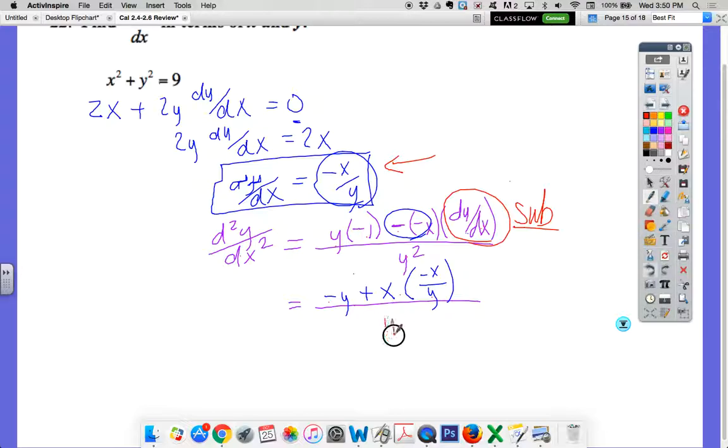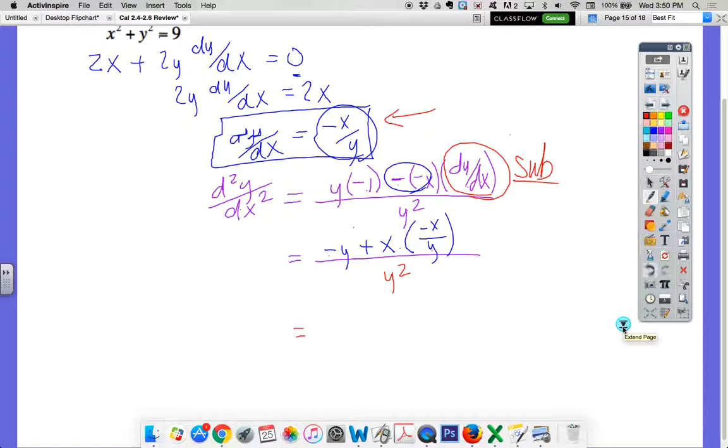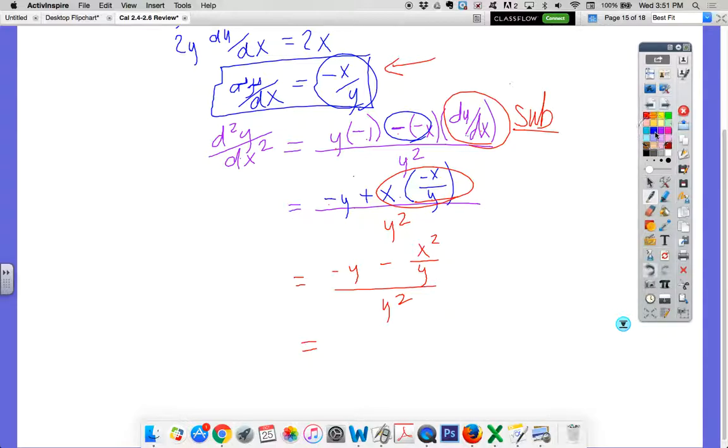So you've got y squared on the bottom. So the cleaning comes in when you do this little product right here. You've got to do x times negative x, and that gives you x squared over y. So you enter the realm of complex fractions, which is not awful, but nobody wants to stay there.